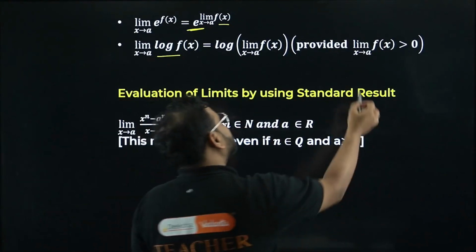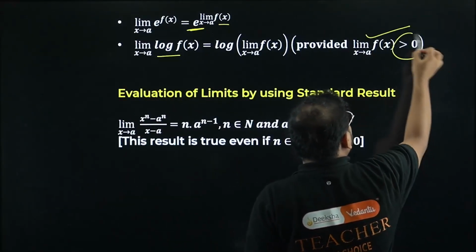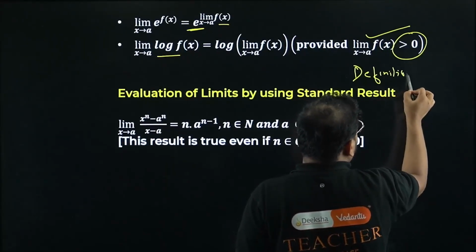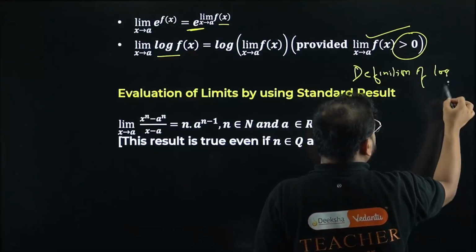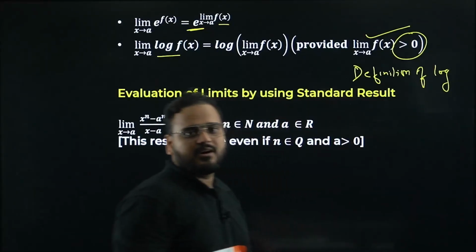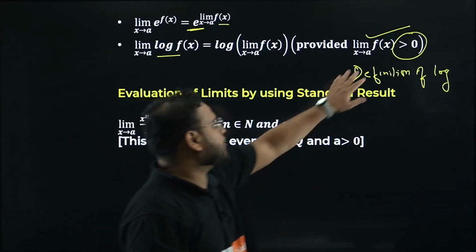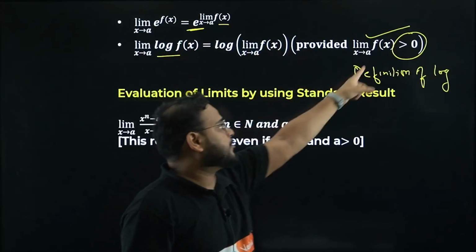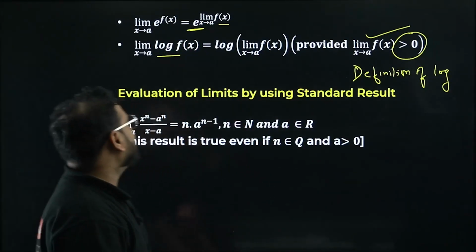Of course, this has to be always positive. Why, sir? Definition of the log function. The domain is always positive. That's why this is the domain, right? If you take the limit of f(x), it will become the domain. The domain has to be always a positive value. That's the definition of log.